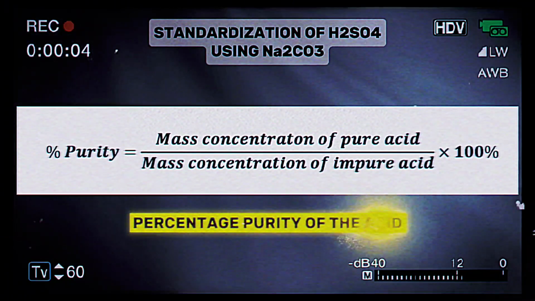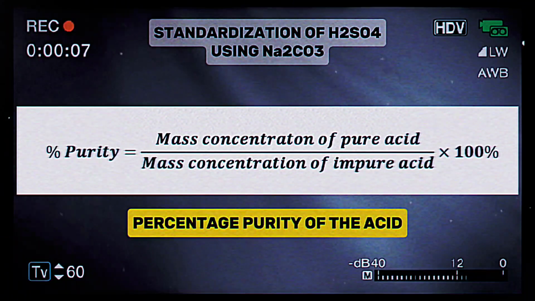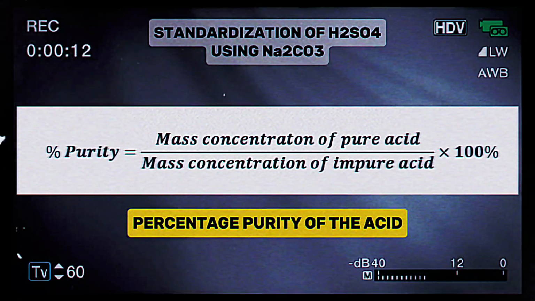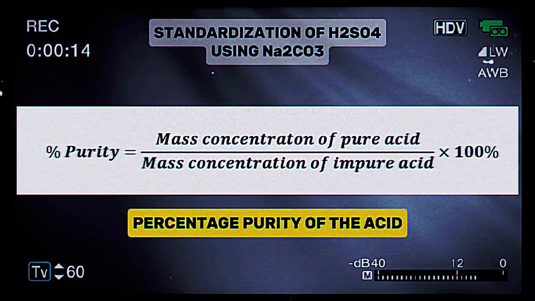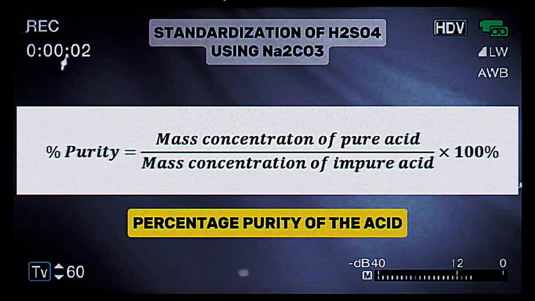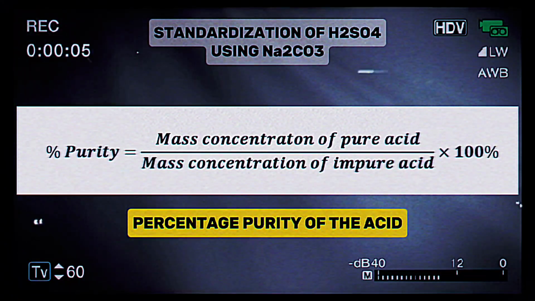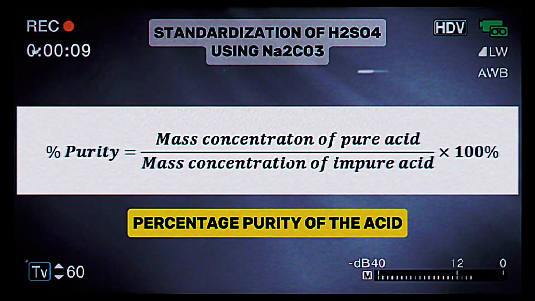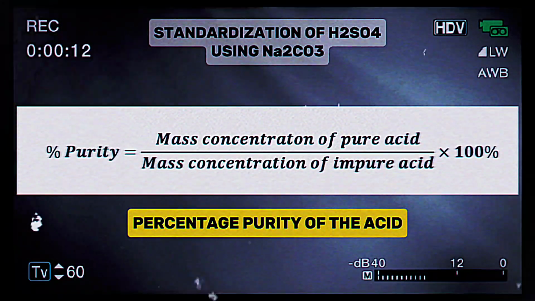Now, finally, you determine the percentage purity. To determine that, you have to consider the mass concentration of the pure acid divided by the mass concentration of the impure acid. All of this you've already calculated. So from here, you should be able to get the percentage purity and state suitable precautions that you've taken.